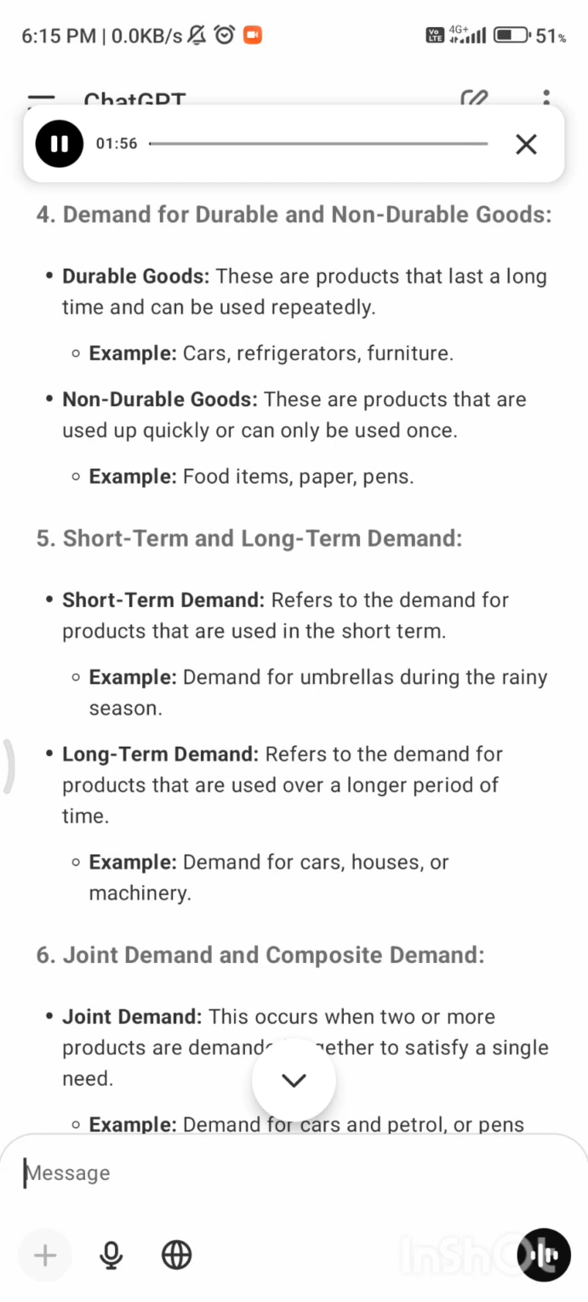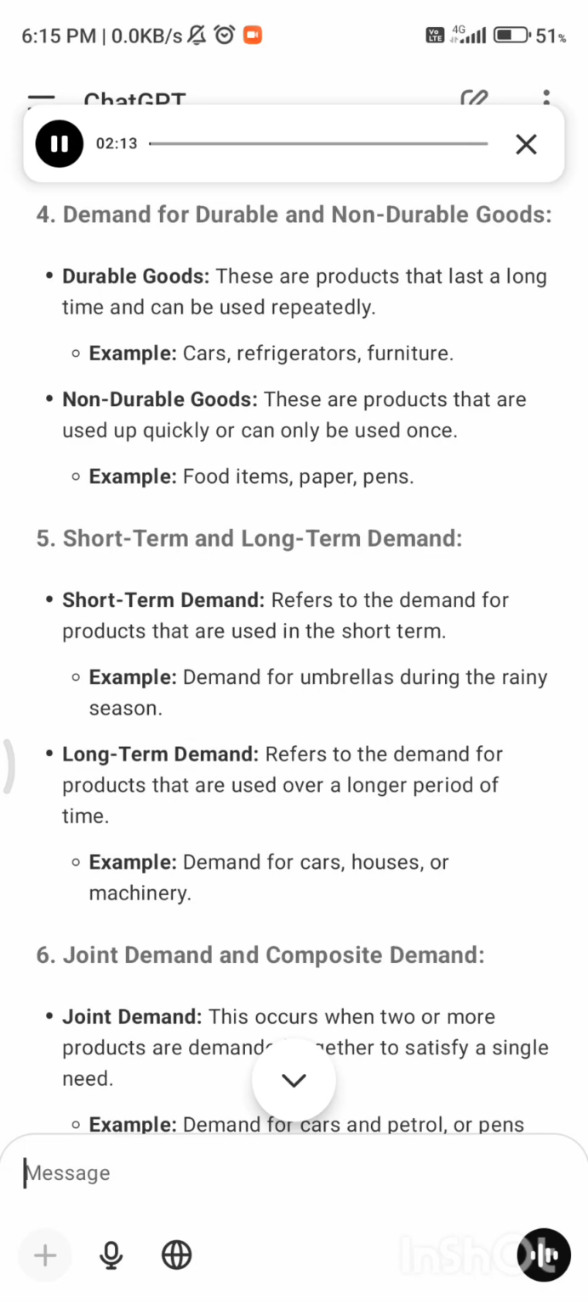Short-term demand refers to the demand for products that are used in the short term. Example: demand for umbrellas during the rainy season. Long-term demand refers to the demand for products that are used over a longer period of time. Example: demand for cars, houses, or machinery.